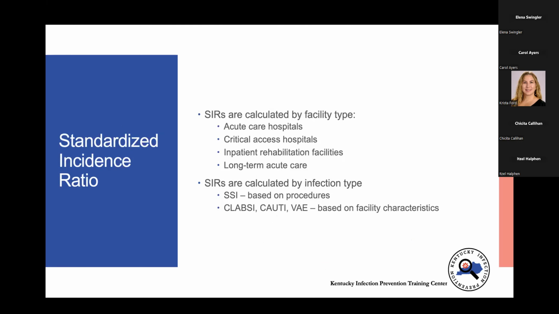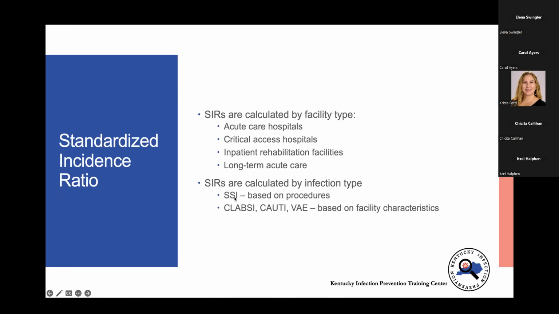So as I said, the SIRs are calculated by facility type. For example, you might have an acute care hospital or a critical access hospital or an inpatient rehab facility or a long-term acute care hospital. Those all will have different calculations, meaning there will be different variables used and potentially different methodologies for your incidence ratios. And then they're also calculated by infection type, as I said previously.